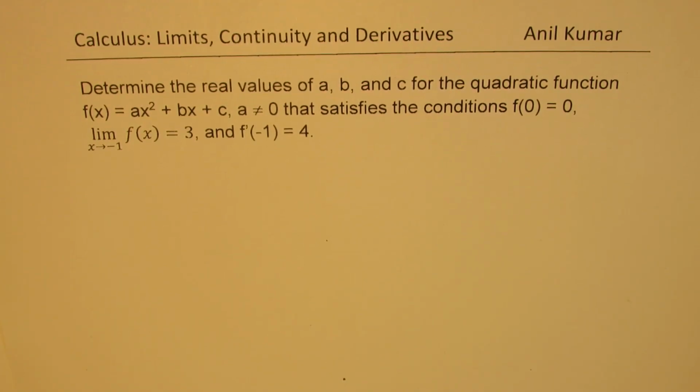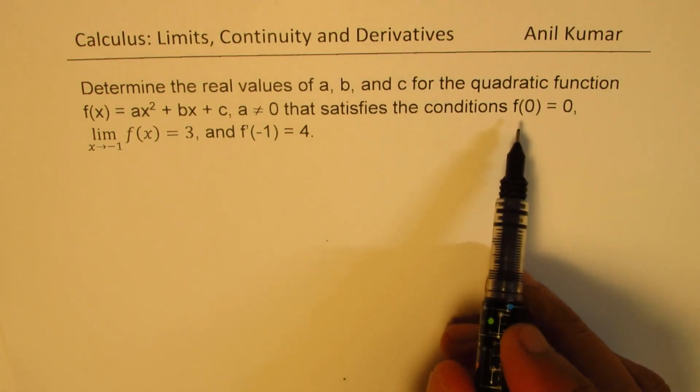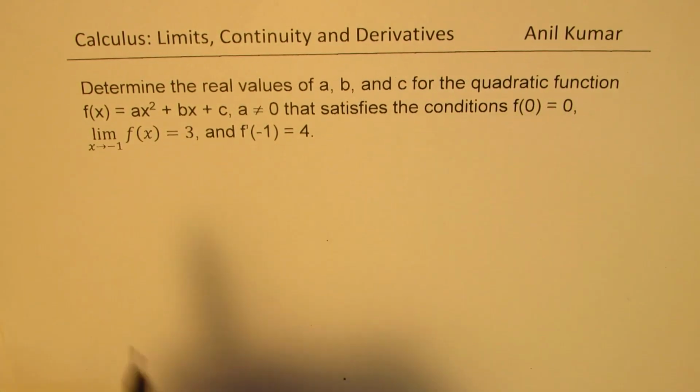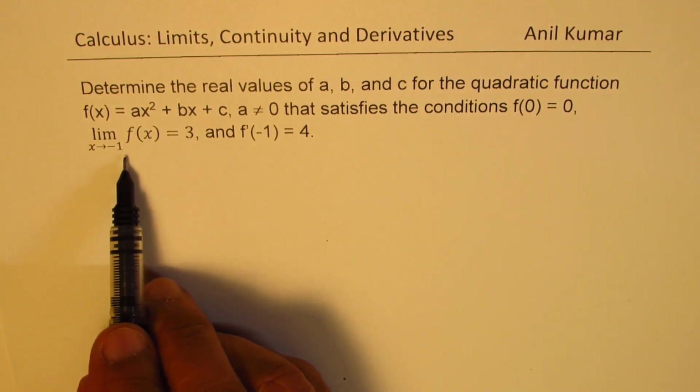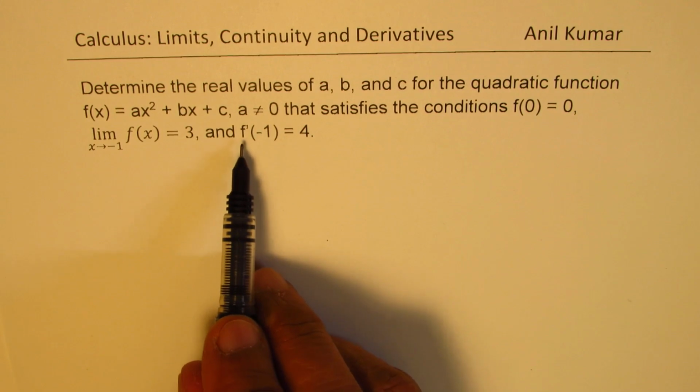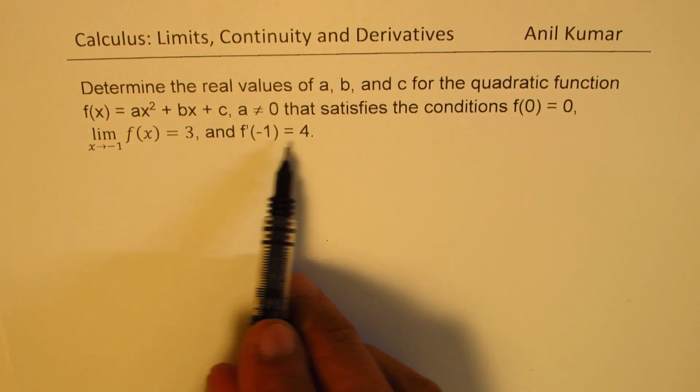We are discussing test questions based on limits, continuity, and derivatives. The question here is, determine the real values of a, b, and c for the quadratic function f of x equals ax squared plus bx plus c, where a is not equal to 0, that satisfies the conditions f of 0 is 0, limit of f of x when x approaches minus 1 is 3, and the derivative of the function at x equals minus 1 is 4.